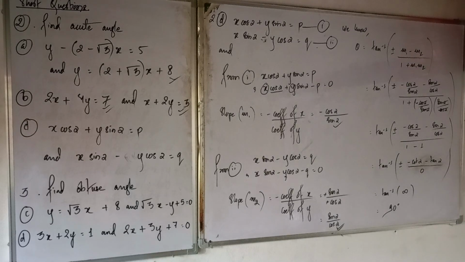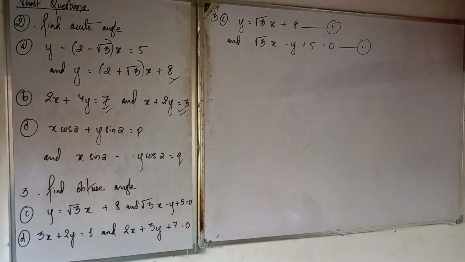Okay, after finding this, let's move on to number 3c. In 3c we'll be finding the obtuse angle. Yes, definitely the obtuse angle. Without further delay, I would like to rub this out, and I'm going to start 3c and d.